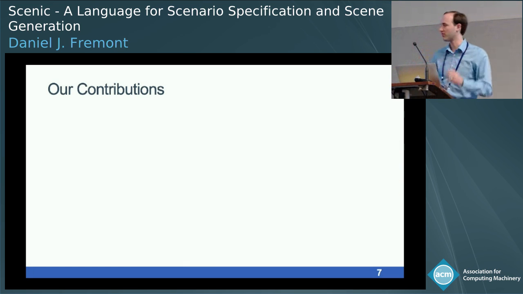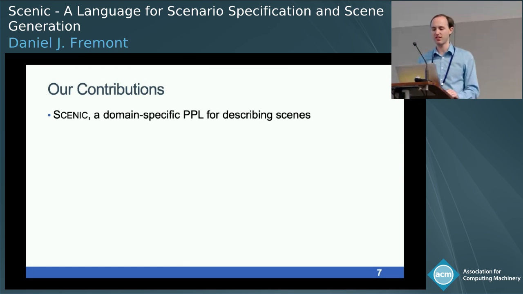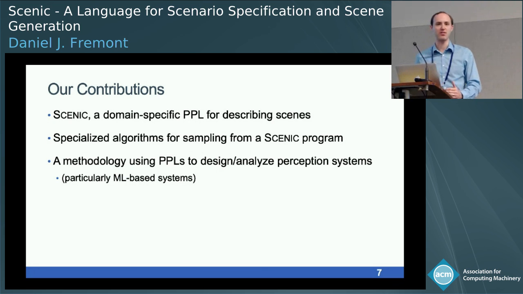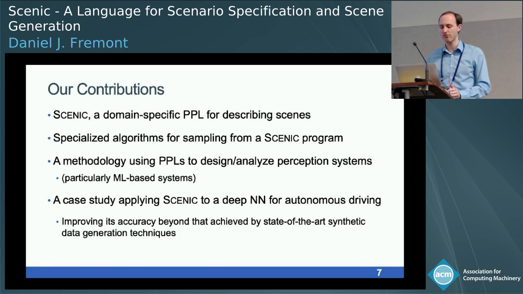So just to summarize what we've done in this project, we've developed this Scenic language and specialized algorithms for sampling from the distribution defined by a Scenic program. We've also developed this methodology for using PPLs to design and analyze perception systems, particularly systems based on machine learning. And the main case study we've looked at so far applied Scenic to an actual deep neural network used for autonomous driving. And as I'll show a bit later, we're able to improve its accuracy beyond what you can achieve with existing state-of-the-art synthetic data generation techniques.